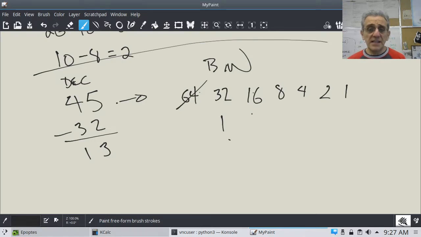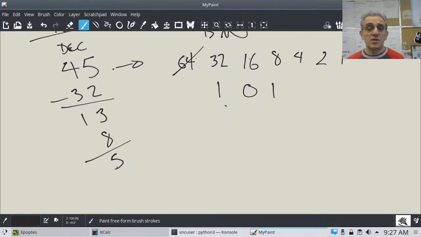Therefore, 16 is too big. Put a 0 here. 8 goes into 13, so that's good, and that's going to leave me with a 5. So I'm going to take the 8. Now, 4 goes into 5. That's good. So I'll take the 4, and I'll put a 4 here, and I'll subtract, and I'm left with a 1. That means I don't want the 2, because it's too big, but I'll take the 1. There's my number.